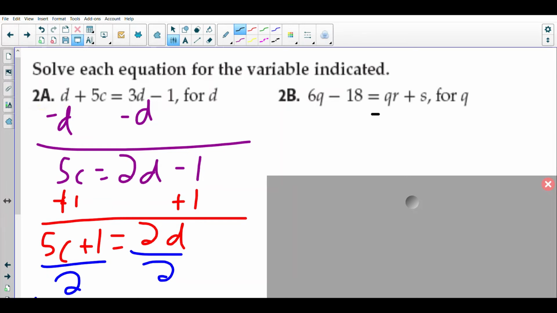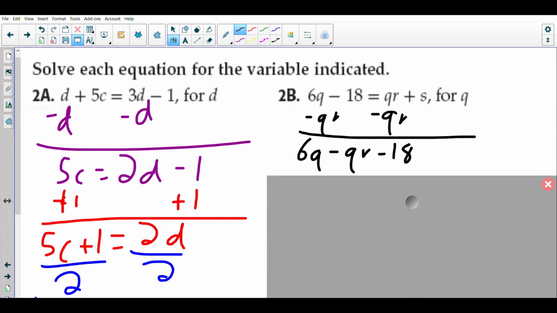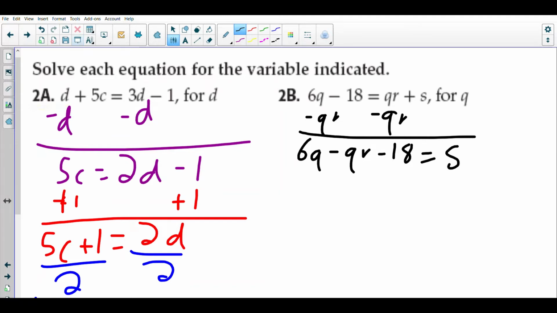So I got to get all the q's on one side. So I'm going to subtract qr from both sides. So I have 6q minus qr minus 18 equals s. Okay, now I'm going to get rid of that 18. So once again, I'm going to add 18 to both sides.